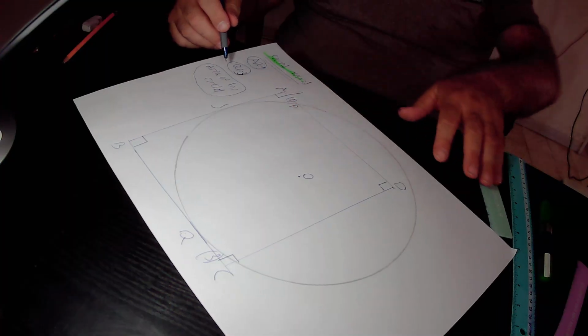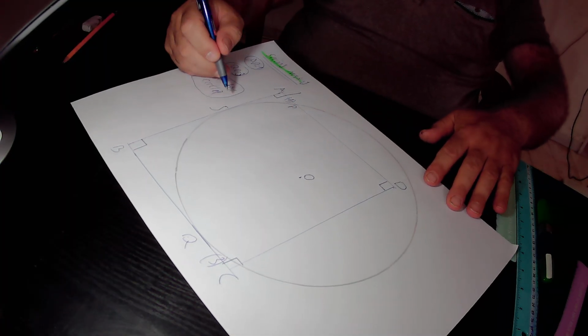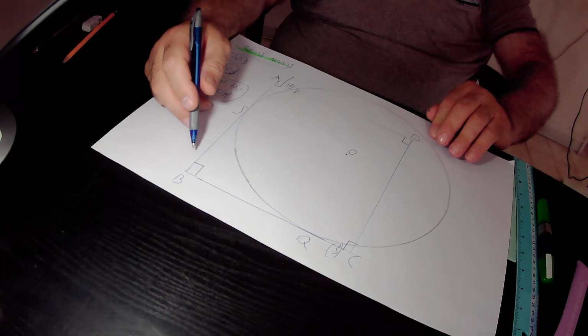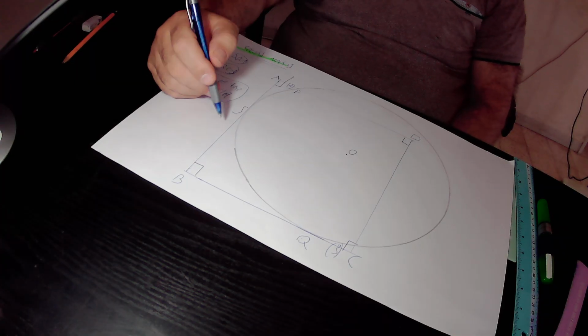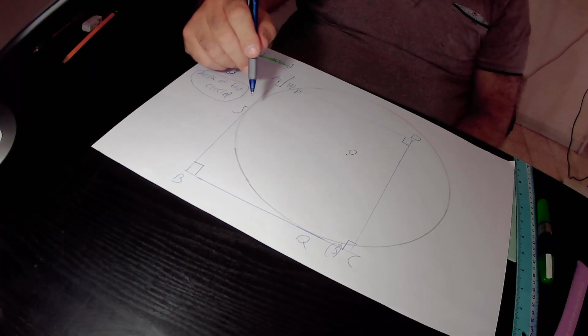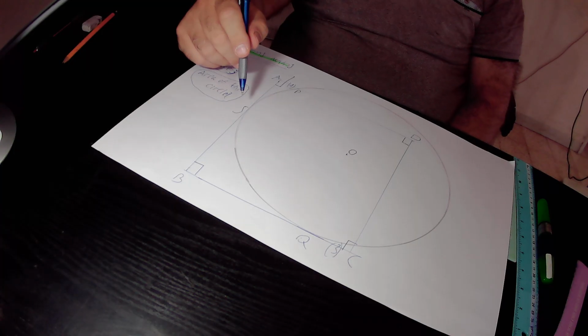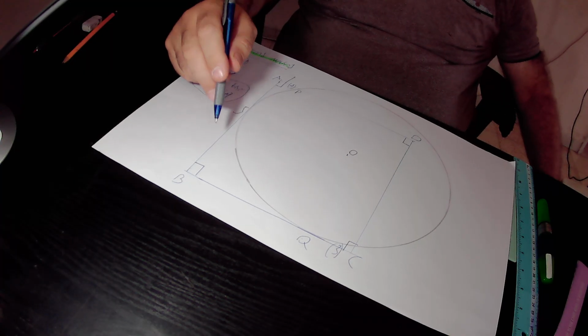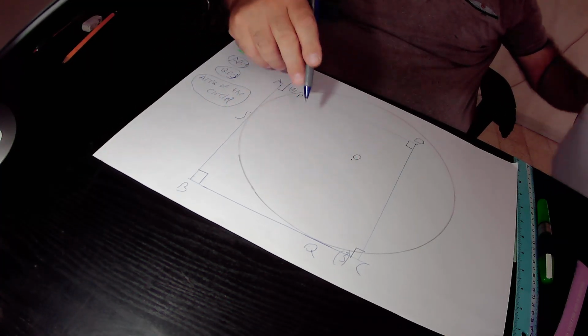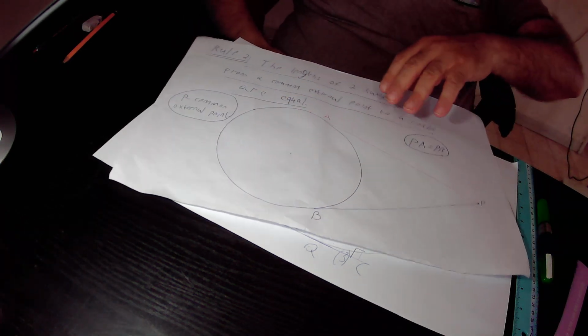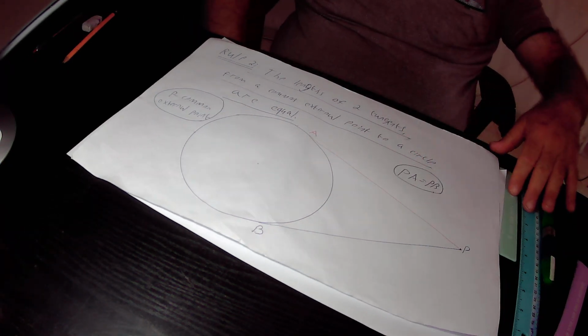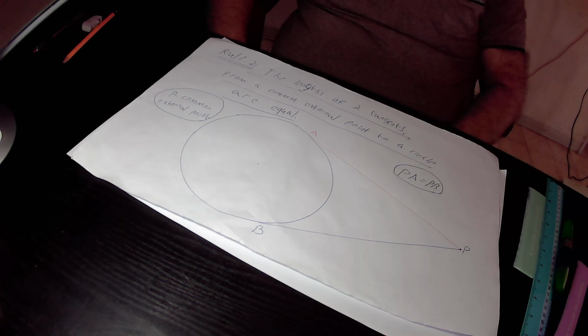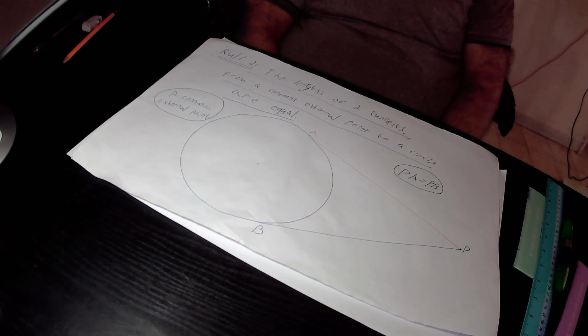So from this common external point, point B, we have two tangents to this circle, tangent BS and tangent BQ. And according to rule 2, they are equal to each other. That is to say, BS equals BQ. So I keep clicking on rule 2. According to rule 2, the lengths of two tangents from a common external point to a circle are equal.